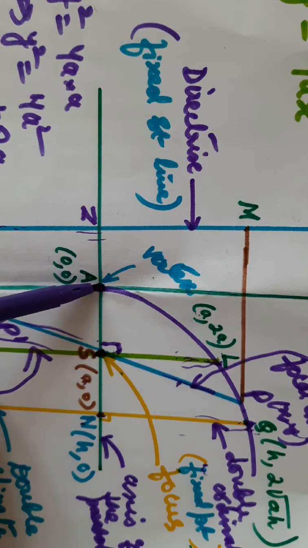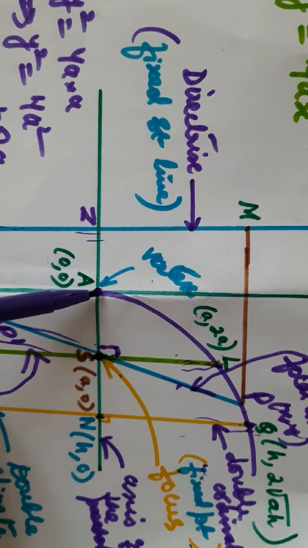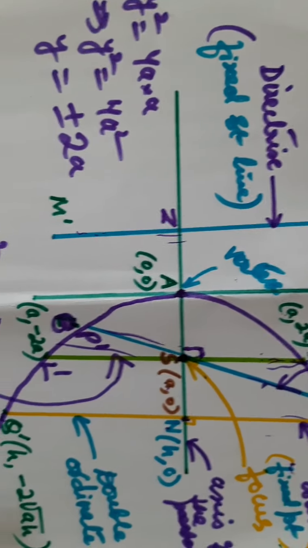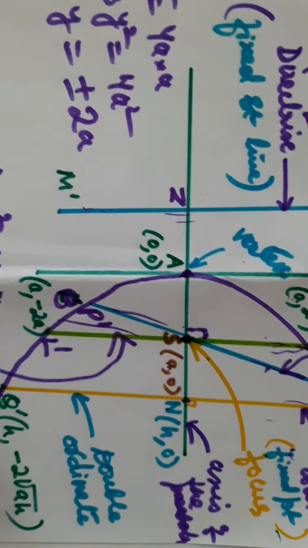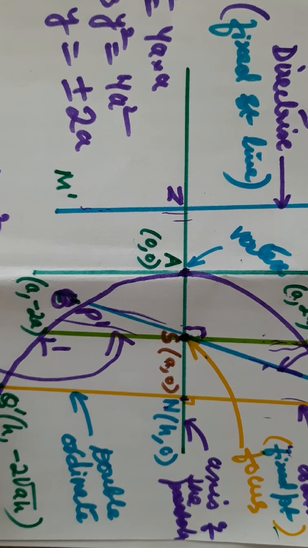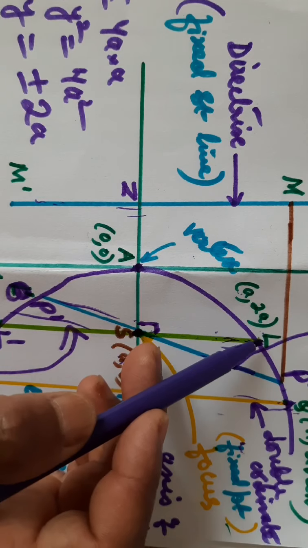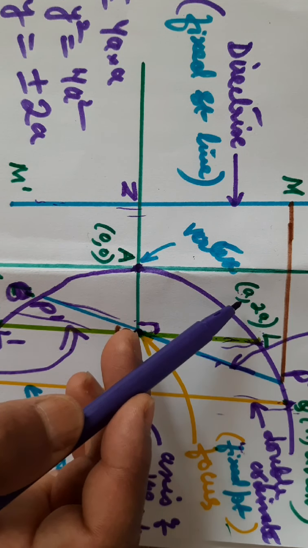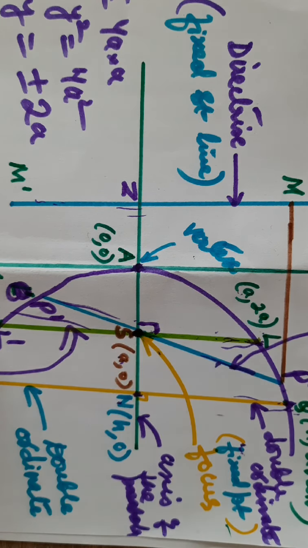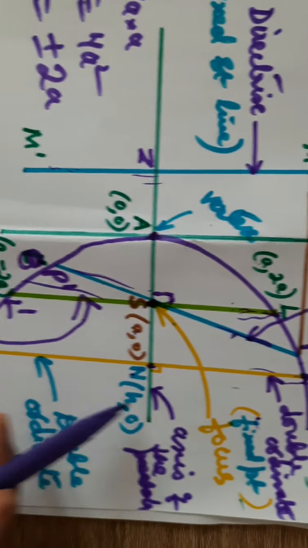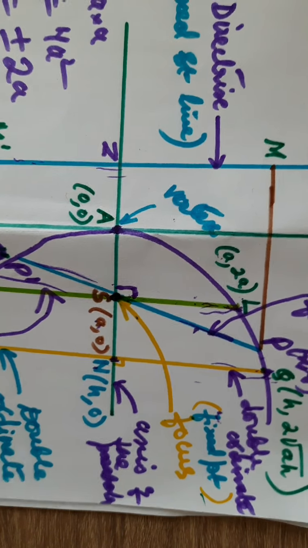So this is the vertex, the point of intersection of the x-axis and the parabola. Hope it is clear now. So these are the terms related to a parabola, and this is how we get the coordinates of the latus rectum as a, 2a and a, minus 2a below. Similarly for the double ordinate. Now let me come to the next one.